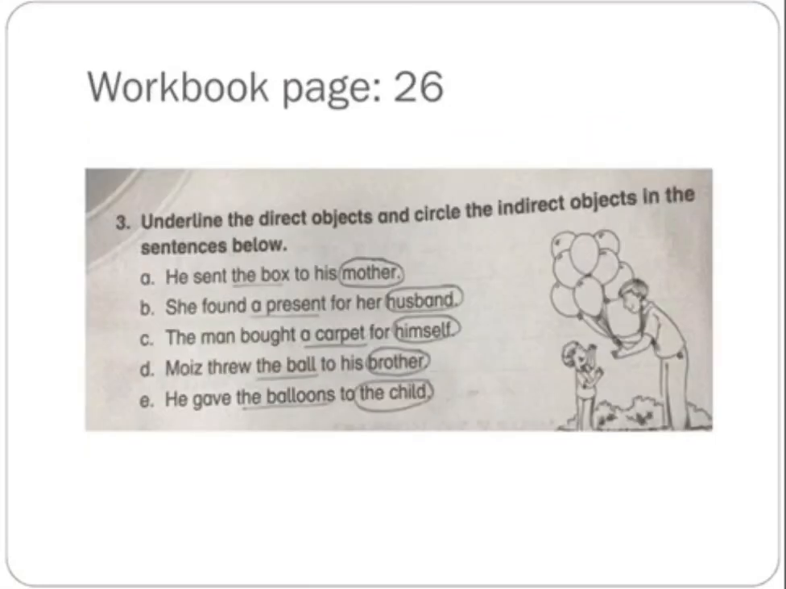Now underline the direct object and circle the indirect objects in the sentences below. He sent the box to his mother. So what is the direct object? What did he send? He sent the box. And to whom? His mother. So mother is the indirect object.